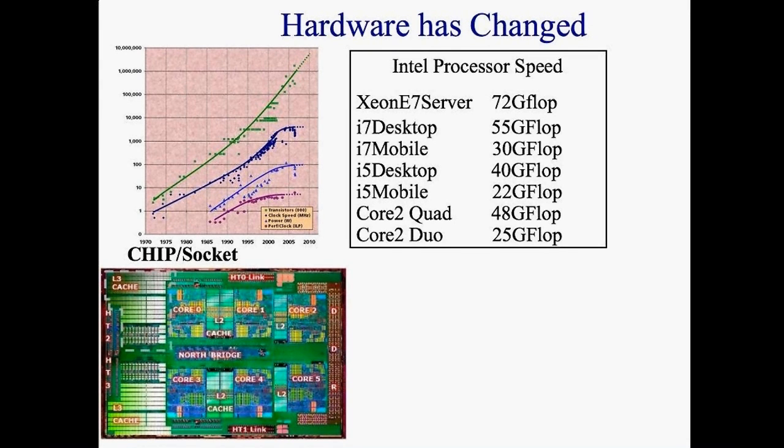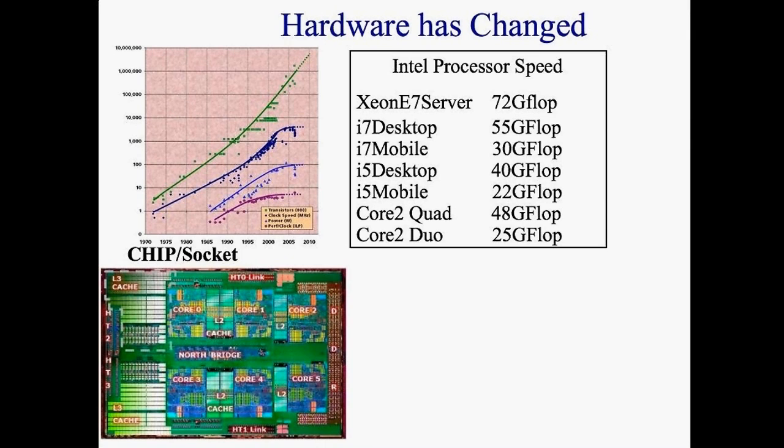So the processor speed, with the addition of these cores, is keeping up with Moore's law. We're continuing to double the performance every year and a half or so, and that's only because we're adding more chips, or adding more cores to the chips. We're adding more processing units to the chips.